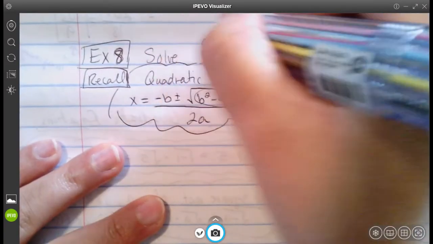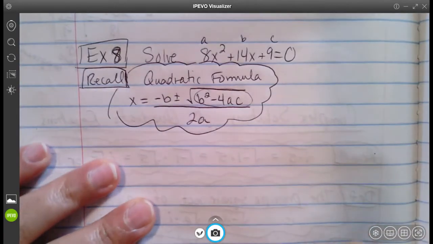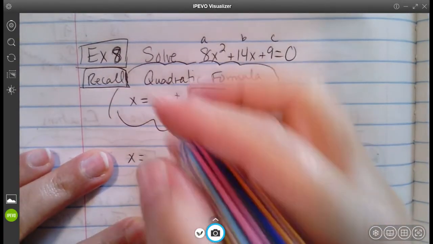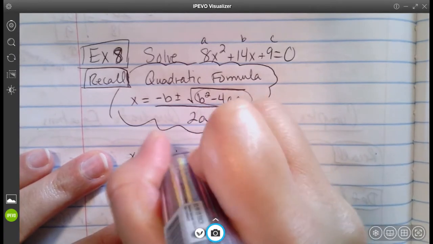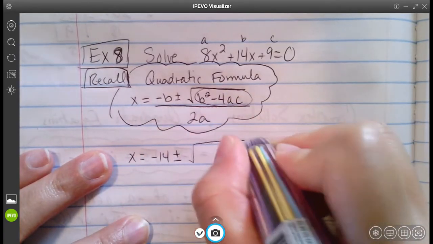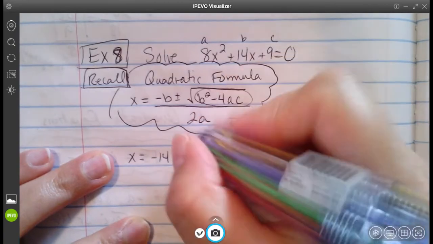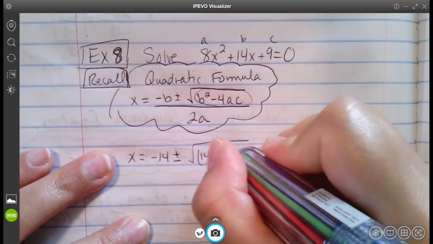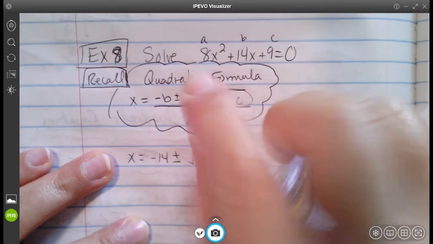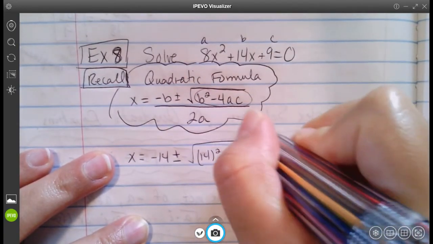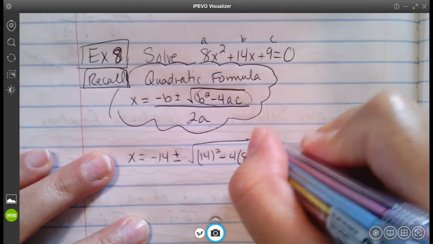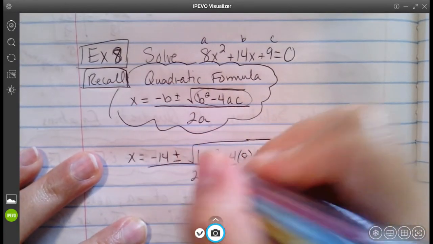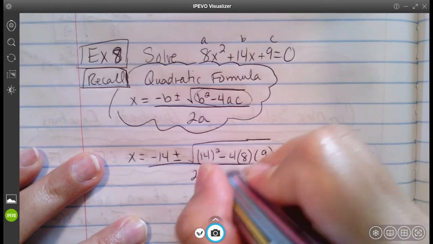So just as a reminder, this is A, this is B, and this is C. So I'm going to go right into it. So x is equal to negative b, which would be negative 14, okay, plus or minus the square root of b squared, so 14 squared, minus 4 times a, so 8, times c, which is 9, all over 2a, which in this case is our 8.